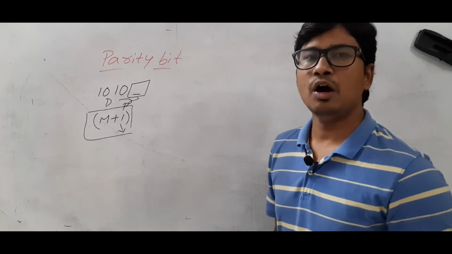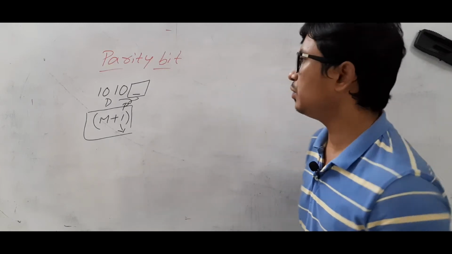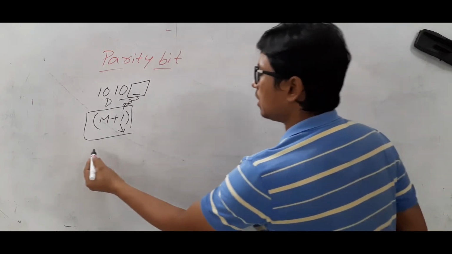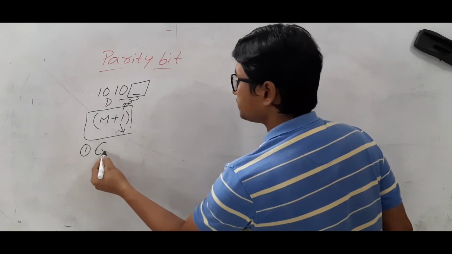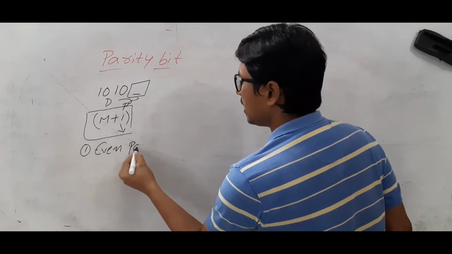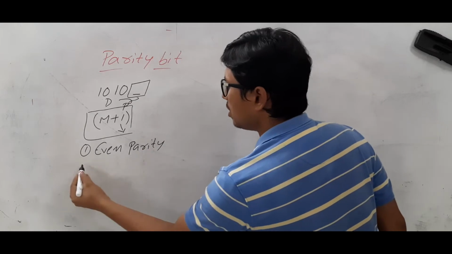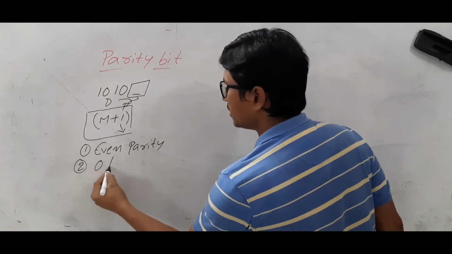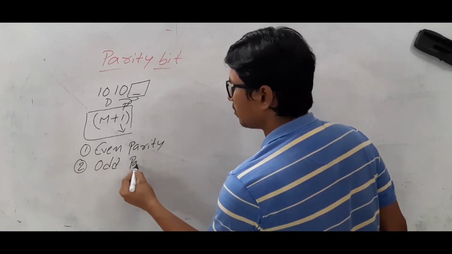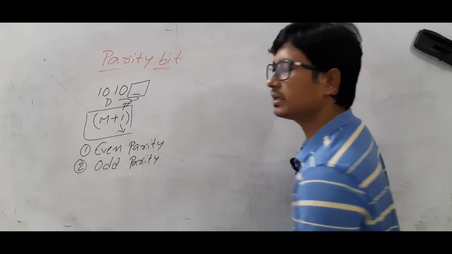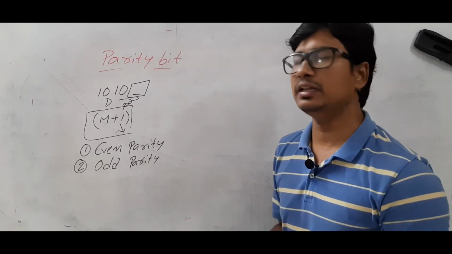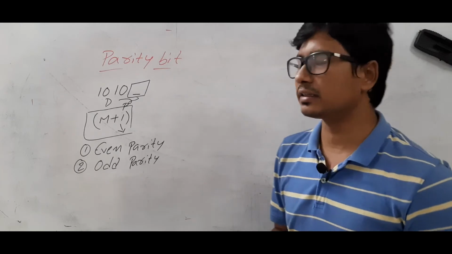Now how many techniques are there? We have two techniques. One is the even parity, and then we have the odd parity mechanism. So first we will discuss this even parity and the odd parity in detail. Then we will discuss how to detect the error.